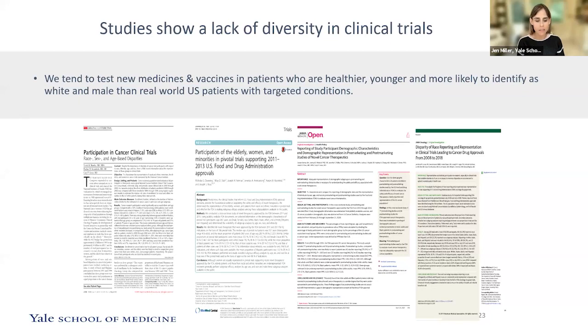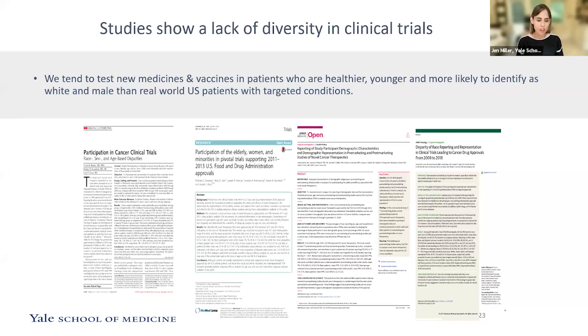shown substantial lack of diversity in clinical trial enrollment. Women, older adults, racial and ethnic minoritized patients are consistently underrepresented in research. We tend to test our new medicines and vaccines on patients who are younger, healthier, and more likely to identify as white and male than patients in US clinical settings.